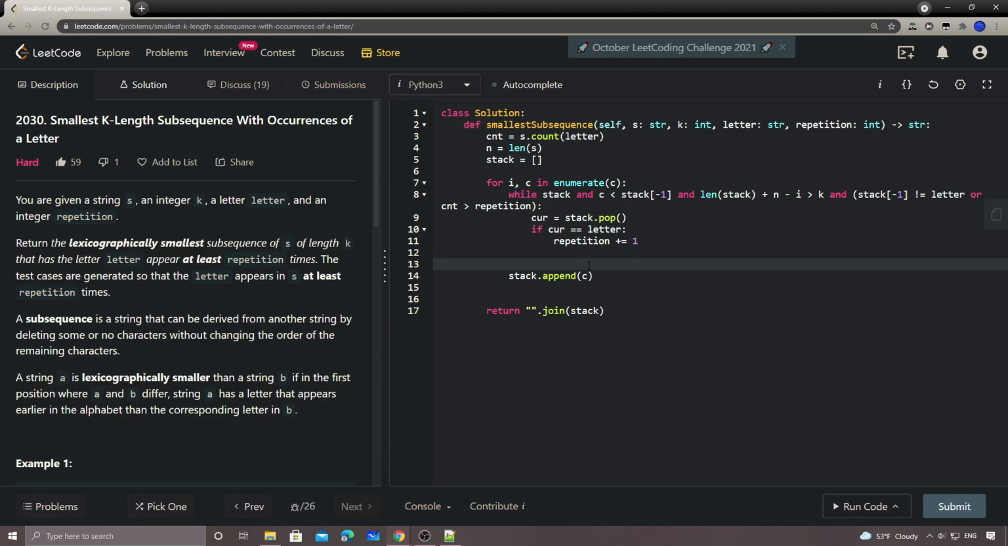And then later on, in the end, if the current one is equal to the letter, then we're going to decrease this remaining count for this letter by 1. So right, this is also obvious.